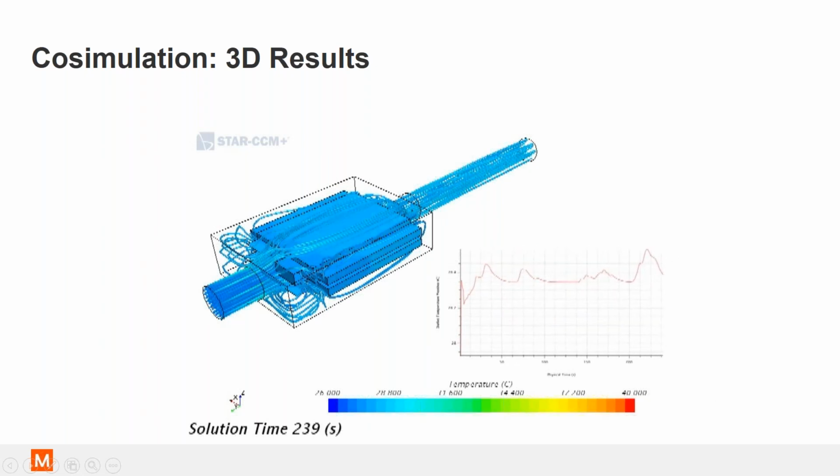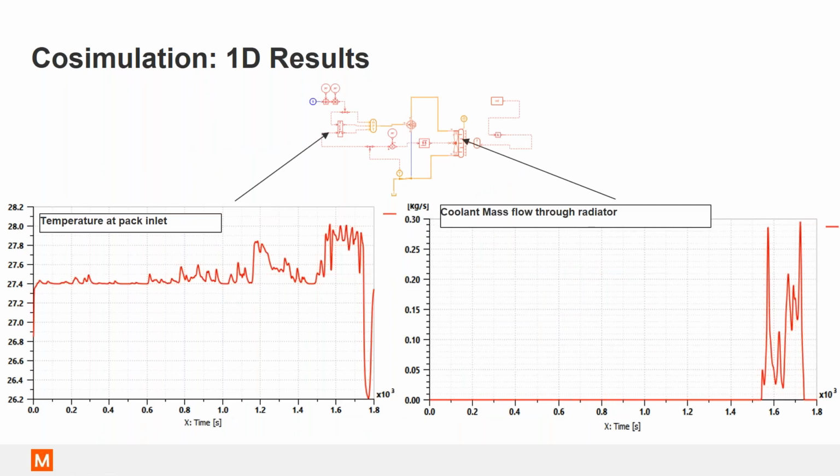And if you want to look at, for example, the results in 1D, here are some of the graphs. You're looking at the coolant mass flow rate to the radiator, as well as the temperature of the inlet pack. So essentially, this marks the end of today's session.